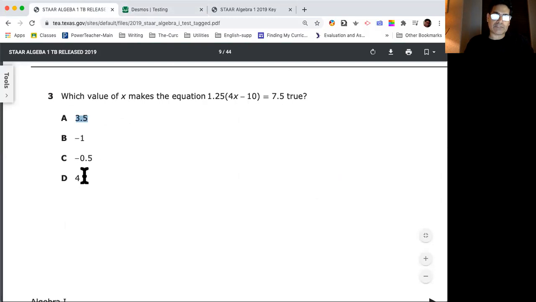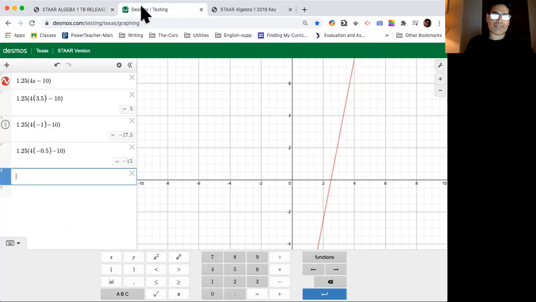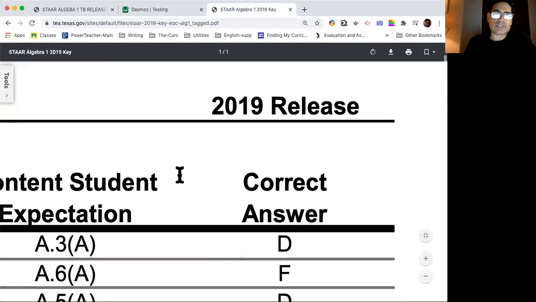So I go back to Desmos, there's a 4 there, and type out the statement again, and I'm going to replace that with the last value that I have, and that's a 4. Automatically generates 7.5. Does that make that statement true? It certainly does.